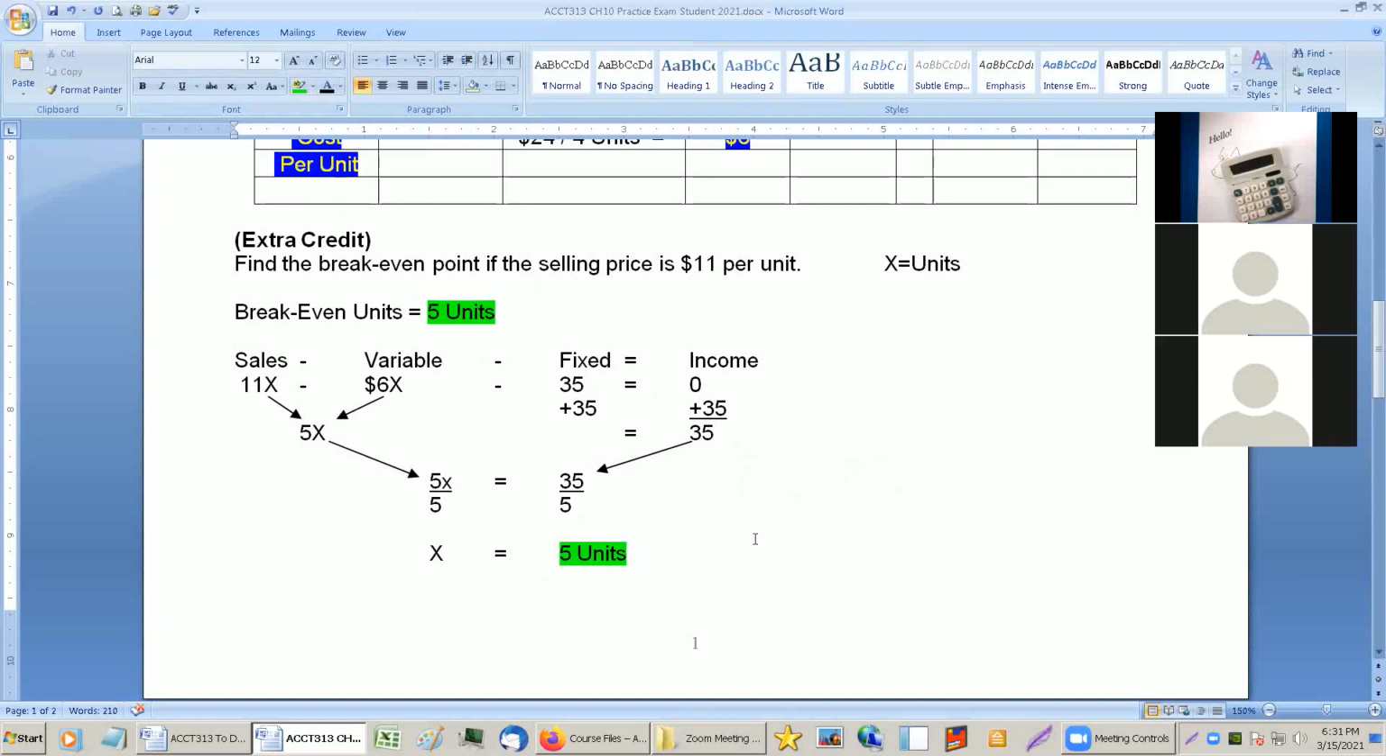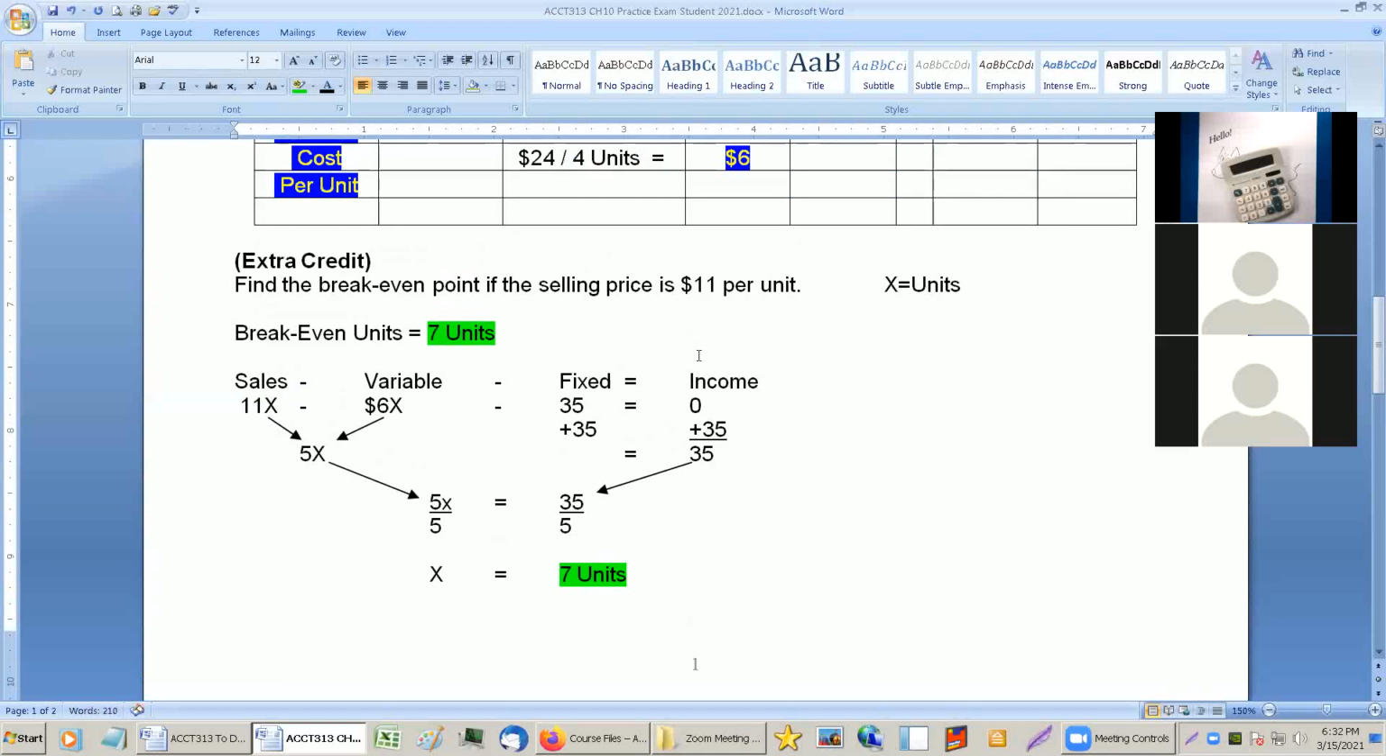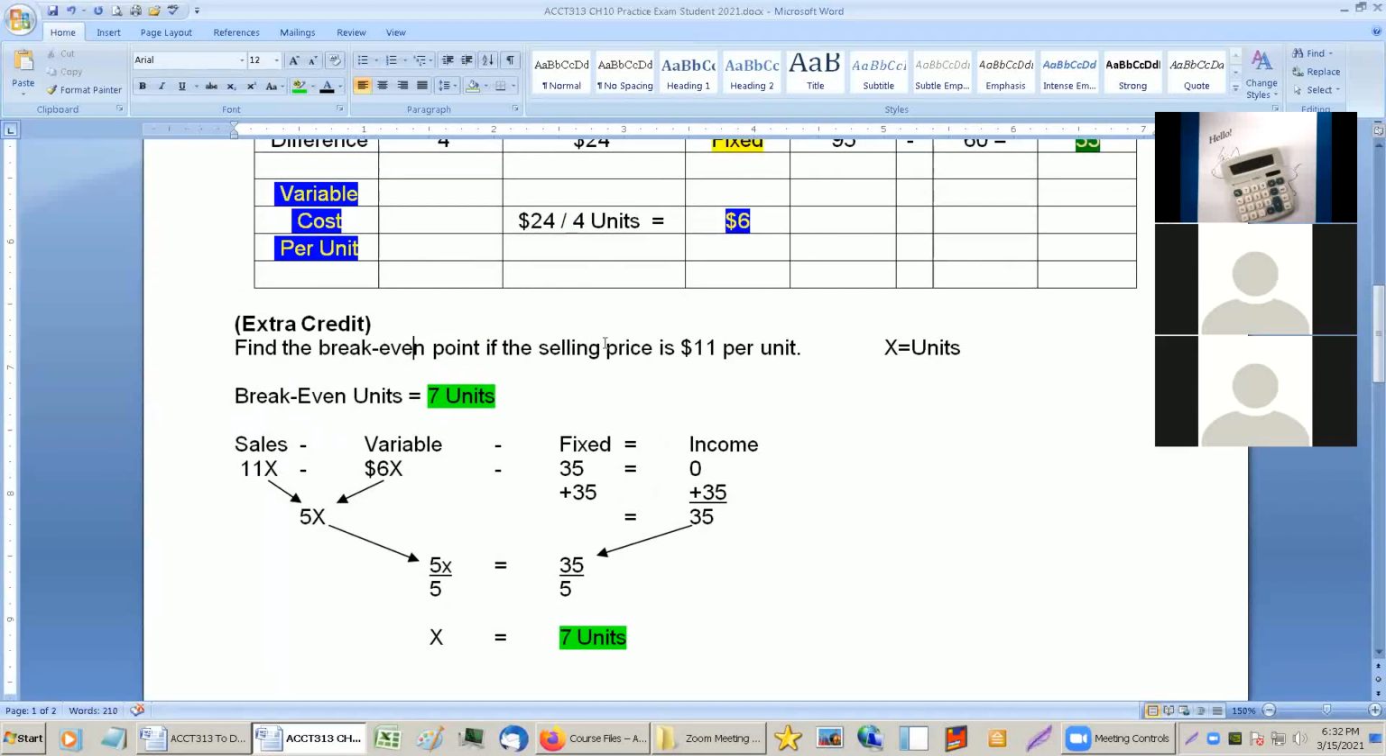Professor, isn't 35 divided by 5 7? Yes, it is. Took it easy. So I was testing you guys, and way to go. Good test. I'm glad you guys are paying attention. Yes, 35 divided by 5 is 7. And so on the test, it'll be extra credit points.